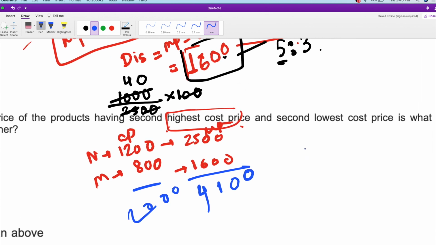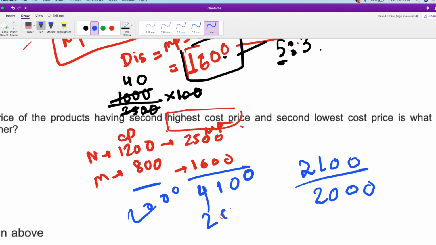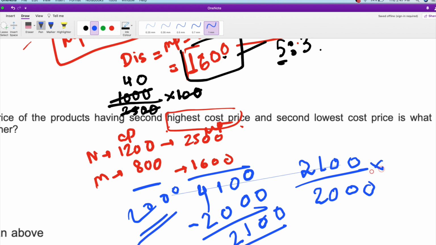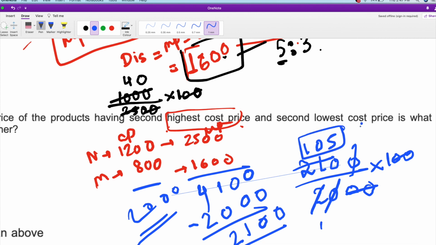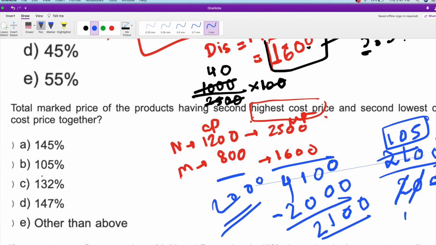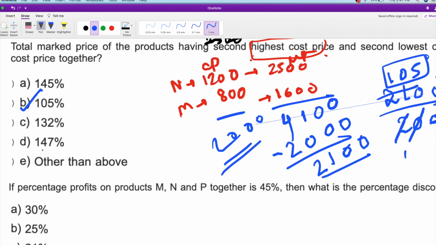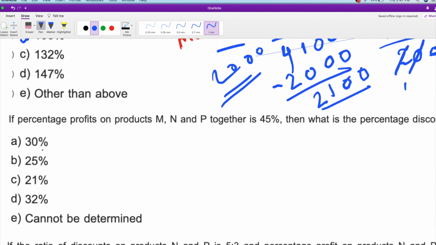Now 4100 is what percentage more than 2000? 4100 minus 2000 is 2100. Fine. By 2000, the cost price, into 100. Cancel the 2 zeros, cancel the 1, cancel 1 0. 105%. This is your answer. Option B. Let's move to the next question now.